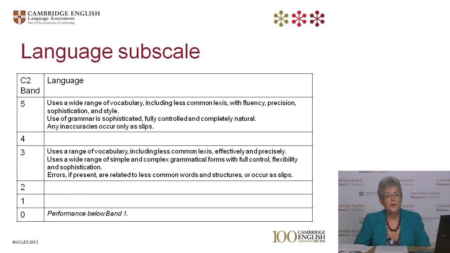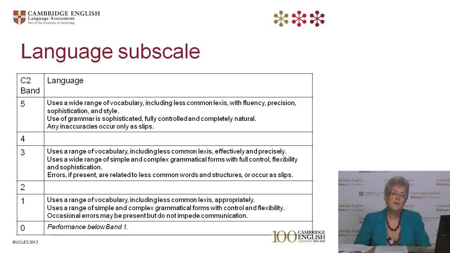C is band 3, which is at C2 level. Vocabulary use should be effective and precise, and there should be a wide range of grammatical forms, but we're not expecting completely natural use. There may be a few or there may be no errors, but if there are a few errors, they're likely to be with less common language, or maybe slips as we had in band 5.